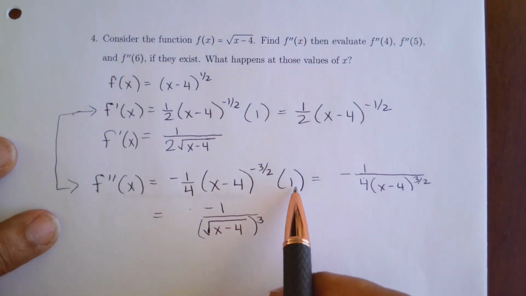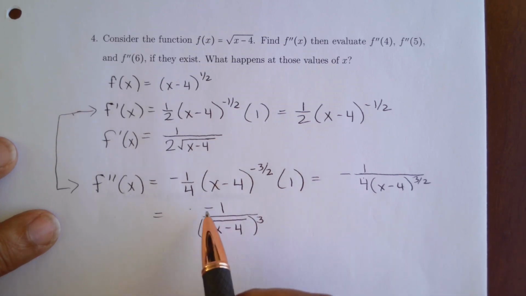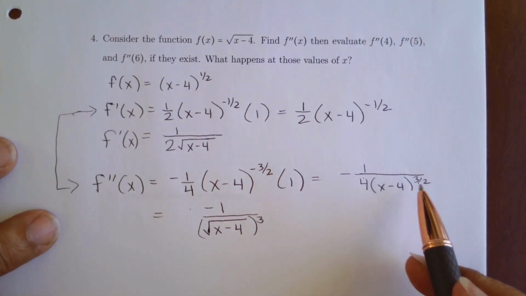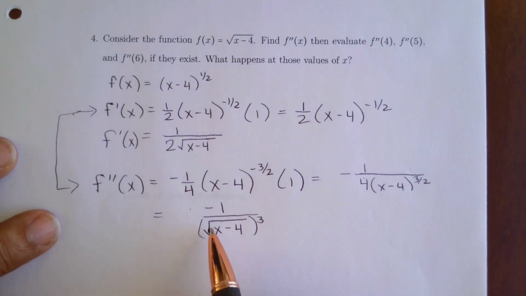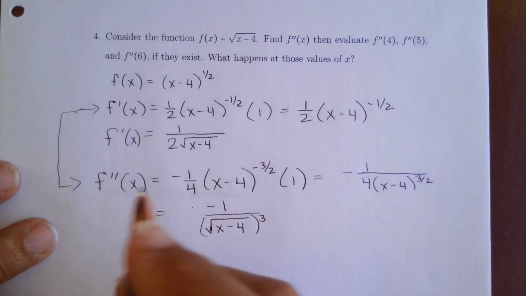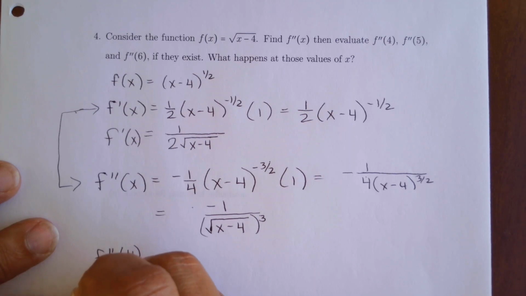Okay, and the 1 times 1/4 is still the 1/4. You can put the negative out front or put it up top, doesn't matter. Still a negative fraction. But this x minus 4 to the 3/2 is the square root of x minus 4 cubed. All right, so now we can evaluate f double prime of 4, 5, and 6.